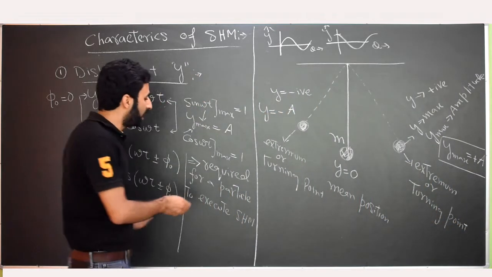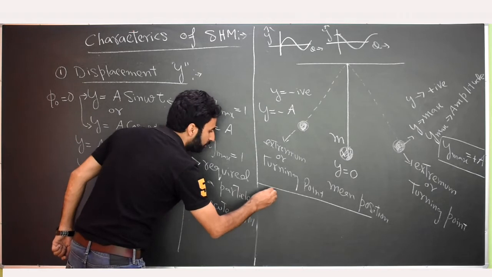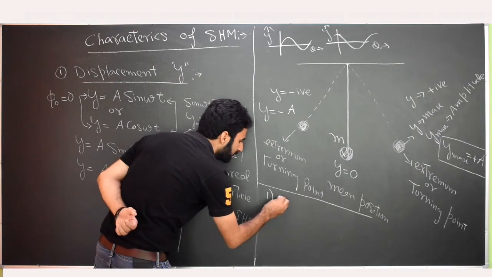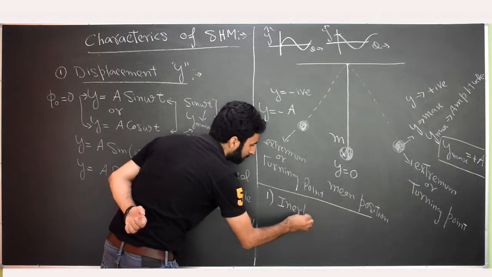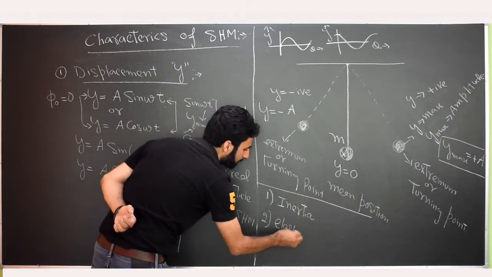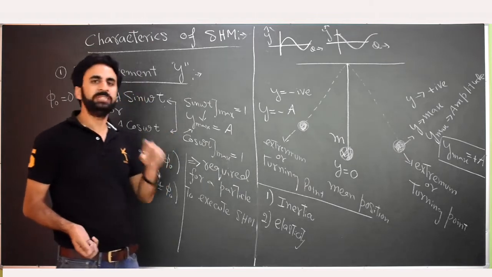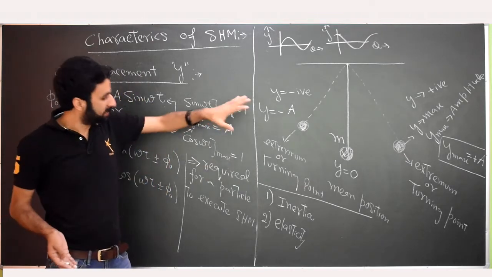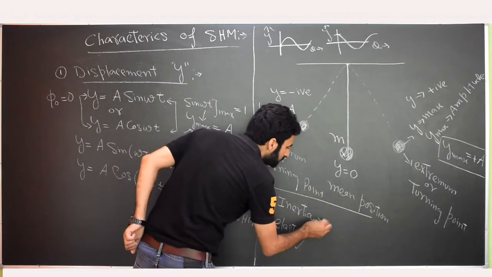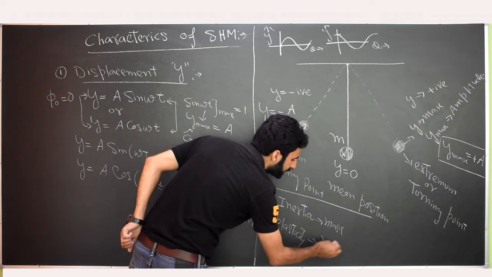There essentially are two conditions for a particle to execute simple harmonic motion. One is known as inertia, and the second is known as elasticity. Means for any particle to execute simple harmonic motion, the two necessary and sufficient properties which a system should possess are inertia and elasticity. Inertia, we know, measures the mass of the body, and elasticity you may relate with restoring force.